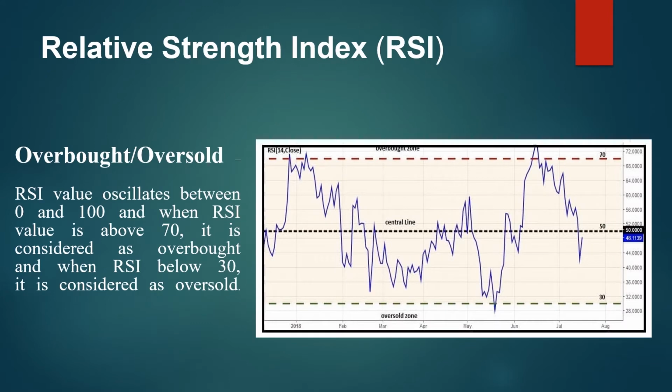Let's talk about the overbought and oversold zones of RSI. The RSI value oscillates between 0 and 100, and it is called a limiting oscillator. As a rule, when the RSI value is above 70, it is considered overbought, and when the RSI is below 30, it is considered oversold. Some traders use 75 and 25, or even 80 and 20, to define the overbought and oversold levels. We will see the overbought and oversold levels and try to plot the RSI indicator on the price chart.